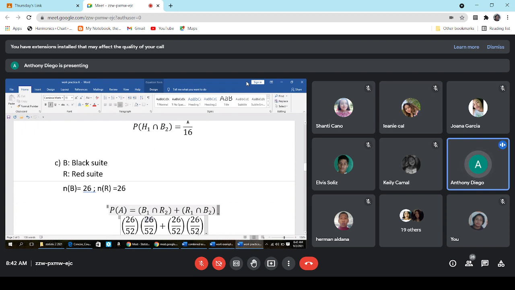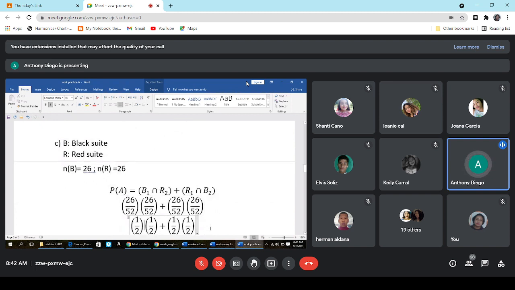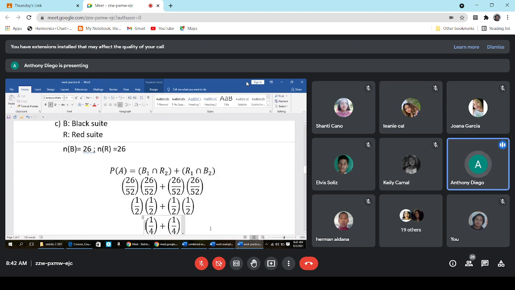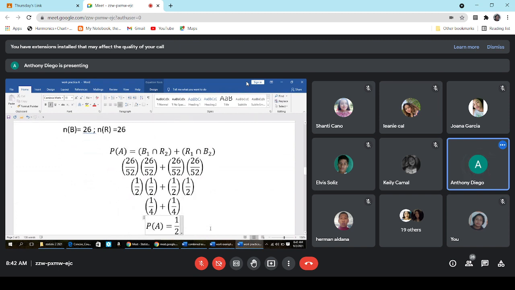So that would be 26 over 52 times 26 over 52, because remember, these are independent events and we multiply, plus 26 over 52 times 26 over 52. So we're going to get a half times a half plus a half times a half. 1/4 plus 1/4, so the answer is 2/4, which is a half. So that would be the probability of drawing one from a black suit and one from a red suit.